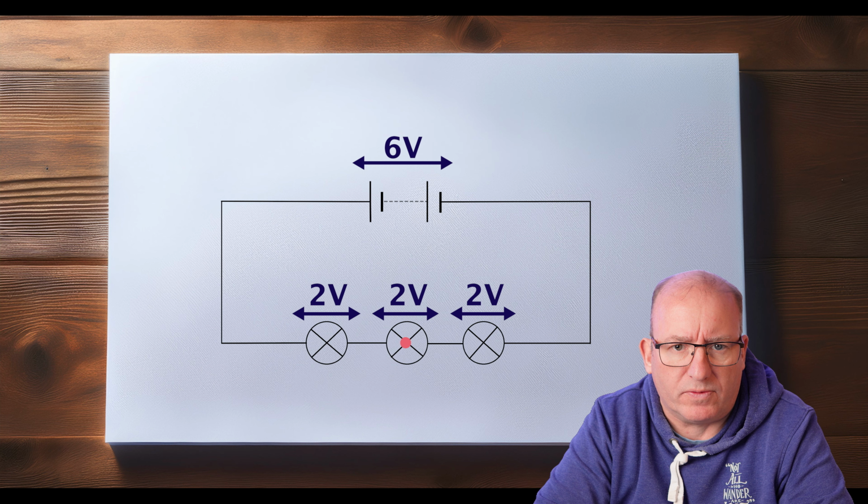Series means in a line. Parallel means, well, parallel to each other. Components behave differently whether they're in series or parallel in a circuit, so we're going to take a look at those differences.